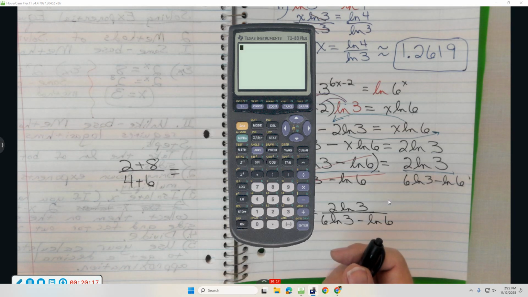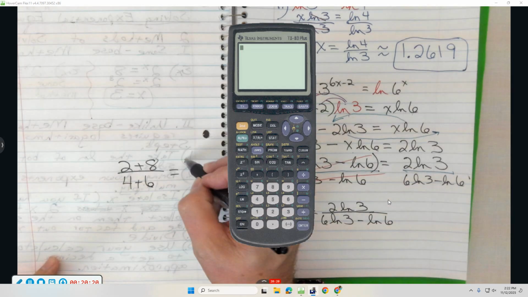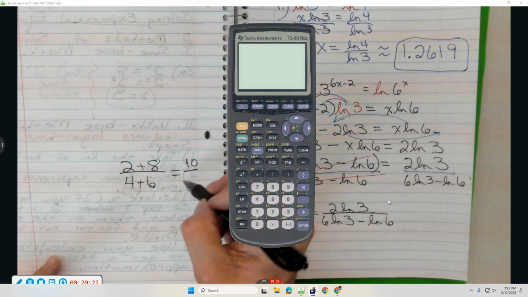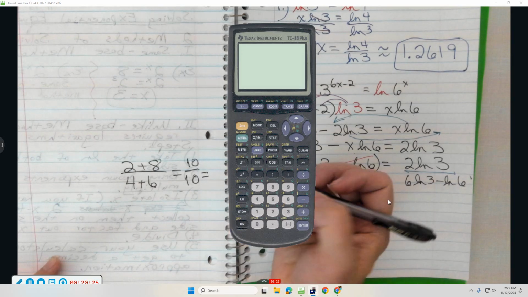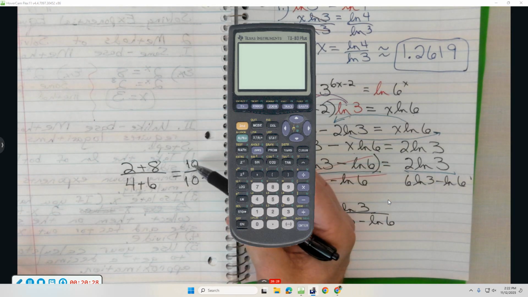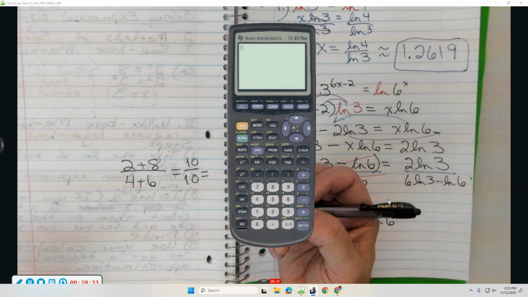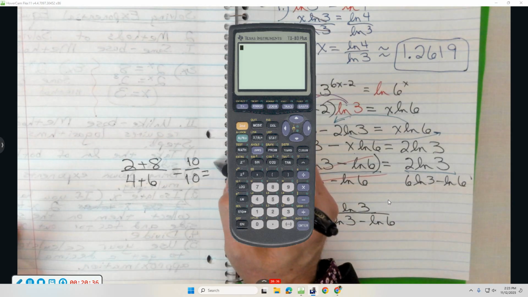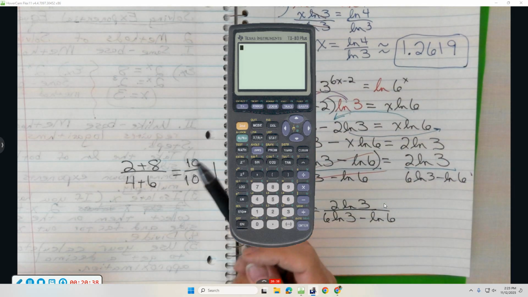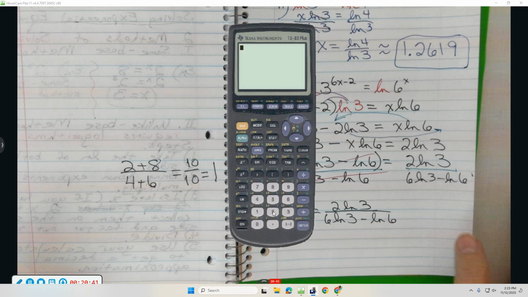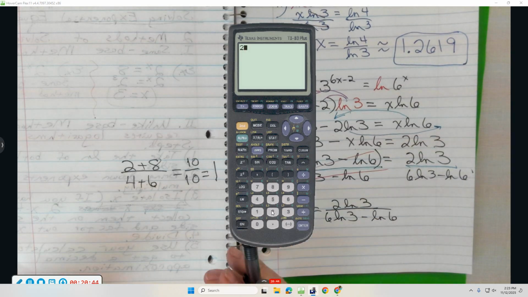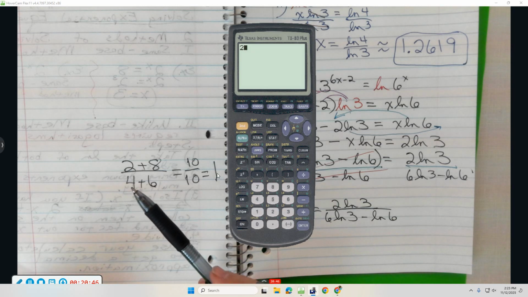On top, what number do we have? 10. And on the bottom? So what do we know the answer should be? It's not a hard question. 10 divided by 10 is 1. We know it's 10 over 10, so the answer is 1. But if you punch this into a calculator as it's written, it's not going to give us a 1.